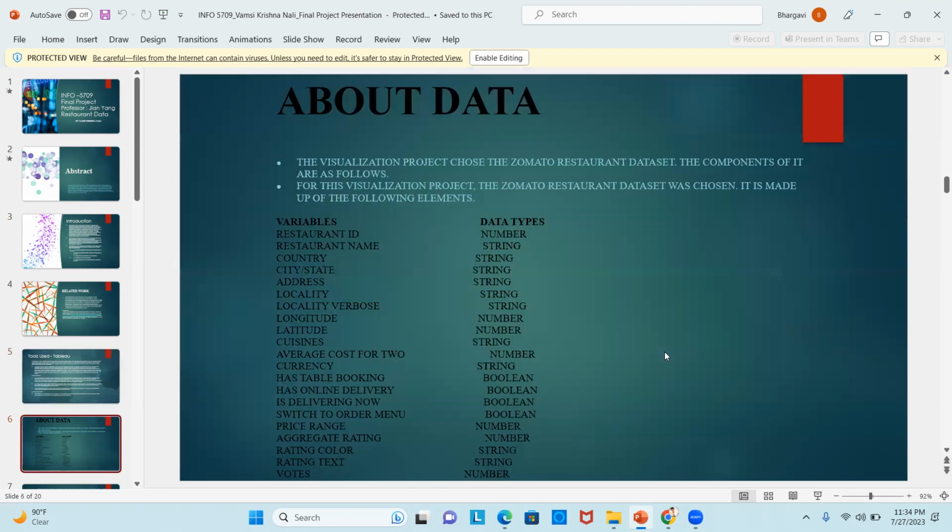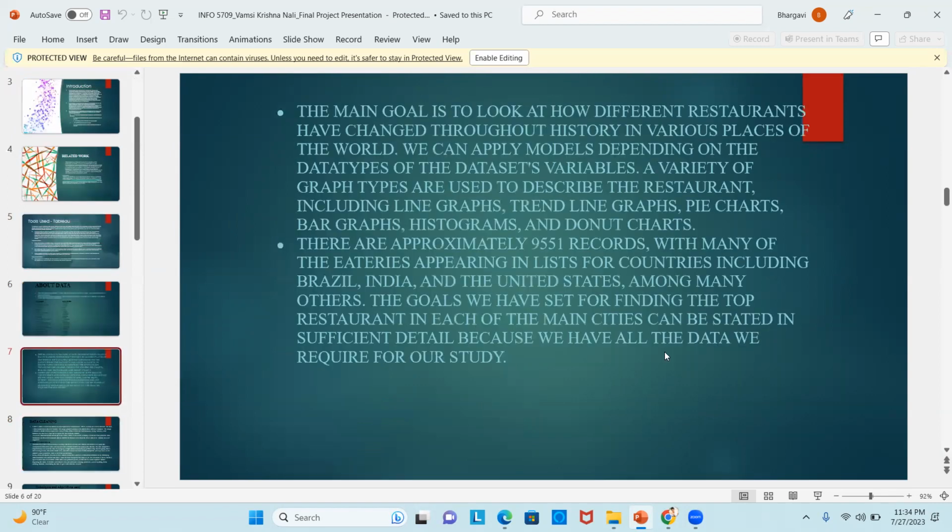About the data, the visualization project chose the Zomato dataset, and you can see the variables and the data types used in this project, and the dataset that we created and use for this. The main goal is to look at how different restaurants have changed throughout history in various places of the world. We can apply models depending on the data types of the dataset's variables. A variety of graph types are used to describe the restaurants, including line graphs, trend line graphs, pie charts, bar graphs, histograms, and donut charts.